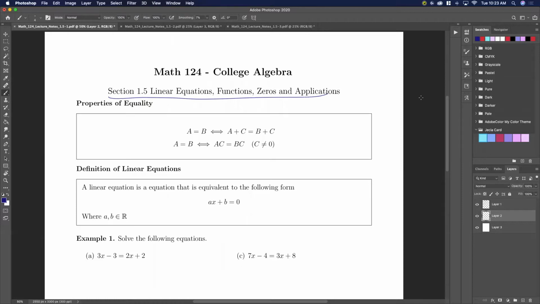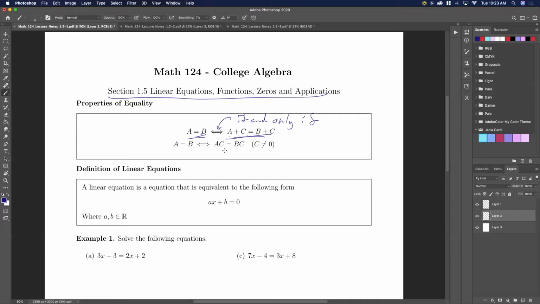All right, so properties of equality. This is something we've already been doing. If A equals B, we can say A plus C is equal to B plus C. This little symbol here means if and only if, or another way of saying: if this is true, then this is true, and if this is true, then this is true. So both are equivalent.